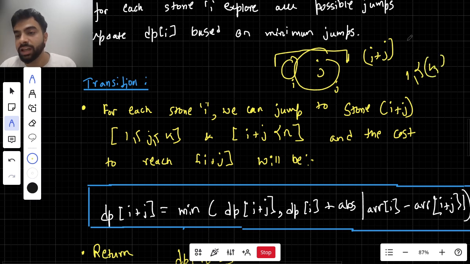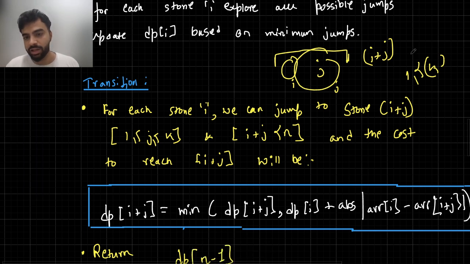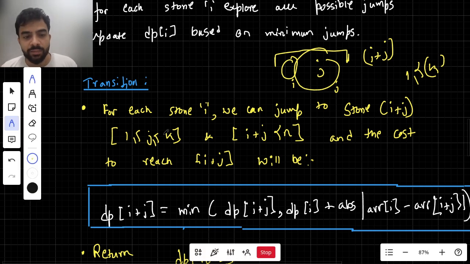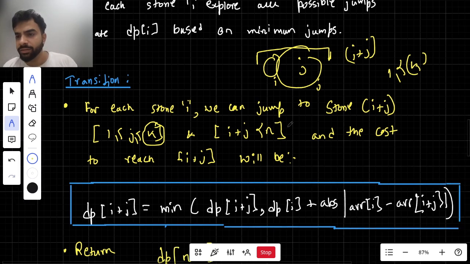Why k? Because k is given in the question. The person can only take up to k steps. Suppose you are at the first position and the k value is 2, you can only take 2 steps to reach the second position. And if the k value is 5, you can take 3 steps, 1 step, 5 steps, but not 6 steps. That means there is a limit. That's the reason I am saying that j has to be less than or equal to k. And i plus j, the total amount of jump, has to be less than the size of the array. That is also true.